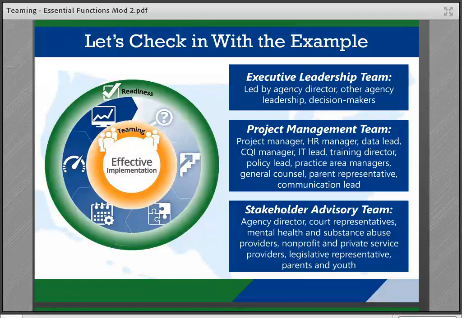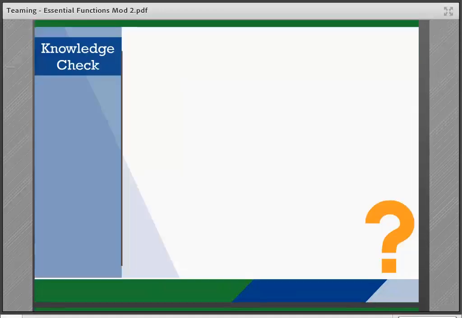It sounds like the agency is gathering a diverse team that comprises all levels and positions to lead the implementation efforts. What do you think might be their next step? The next step in teaming is to develop the team charter. Let's take a moment to check in on what you've learned about identifying team members and a teaming structure.